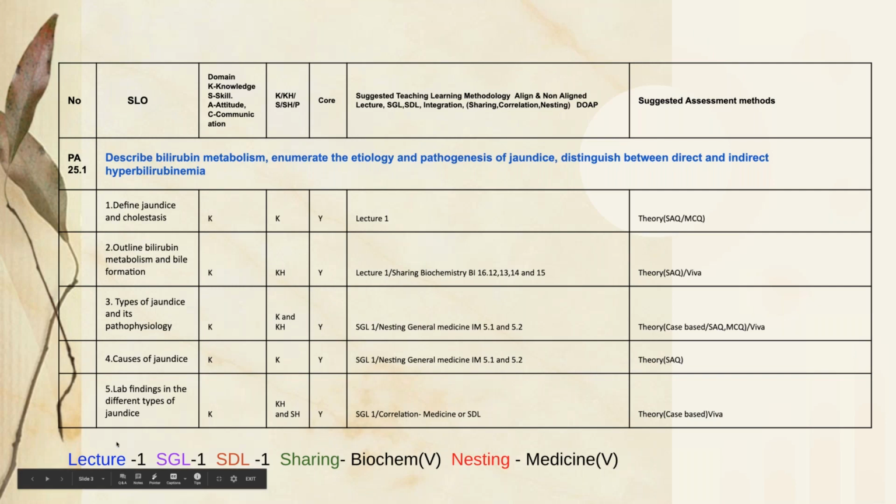Okay, that's fine, ma'am. But regarding this outline, bilirubin metabolism and bile formation, this should exclusively be done by biochemistry people. So this is horizontal integration with biochemistry. We need not do this, because what is in pathology about bilirubin metabolism and bile formation?